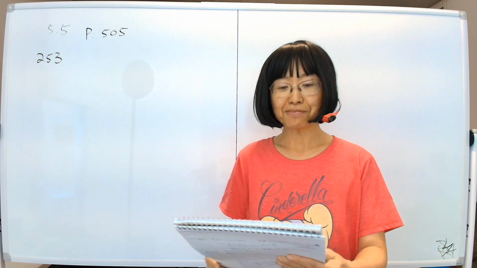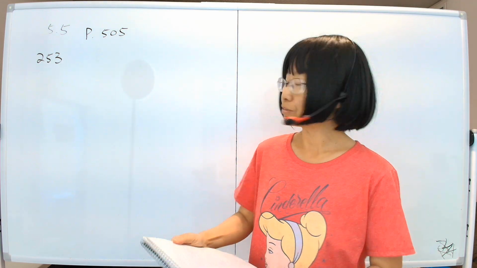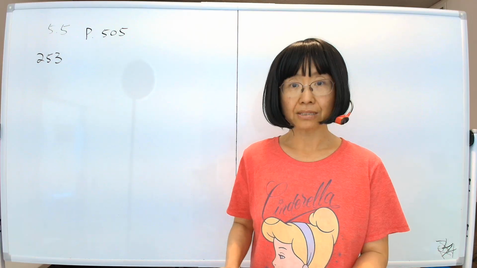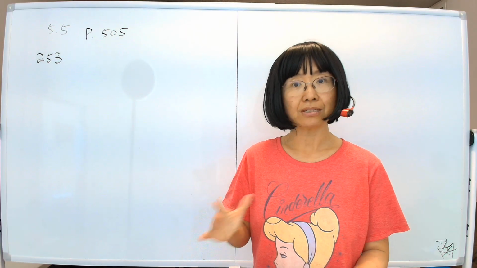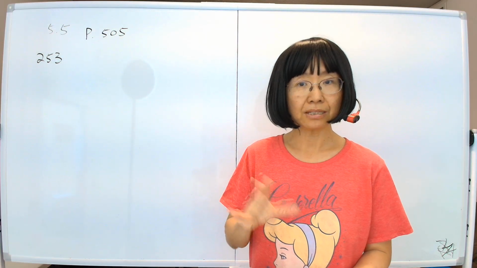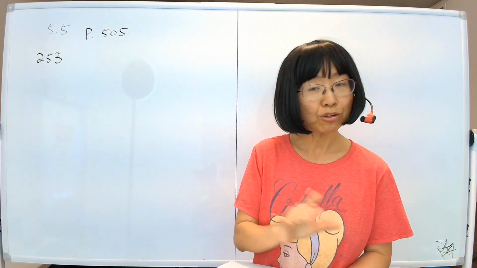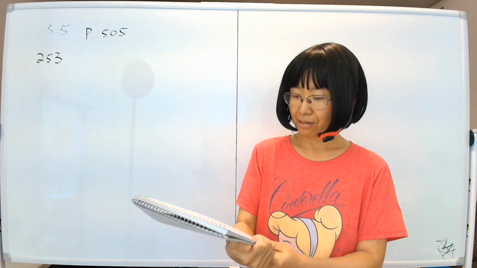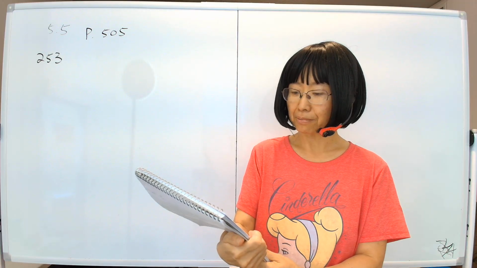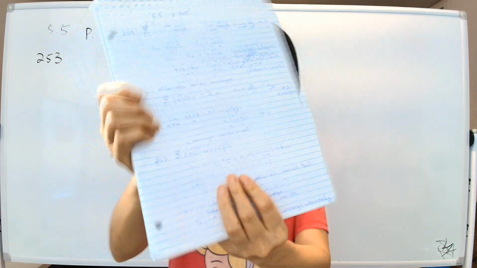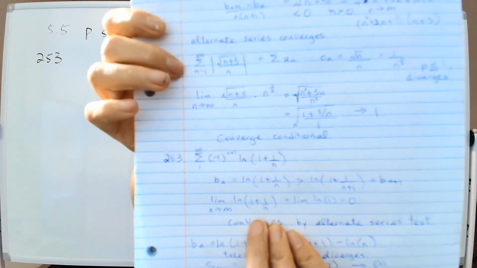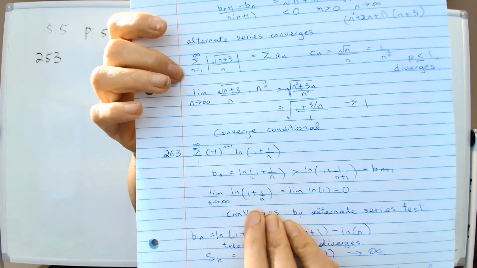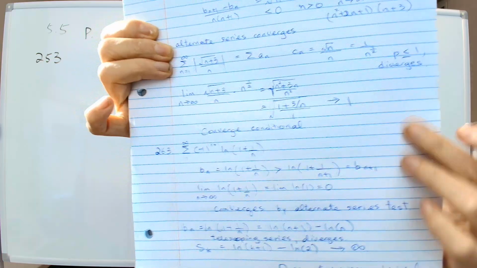So now that you are done with the homework, let's look at problem 253. The problem asks, if the series converges, whether it converges conditionally or absolutely. First, let's consider absolute convergence. If you take the absolute value of the series, it's positive anyway, so it doesn't make any difference. Compare it with this series right here.